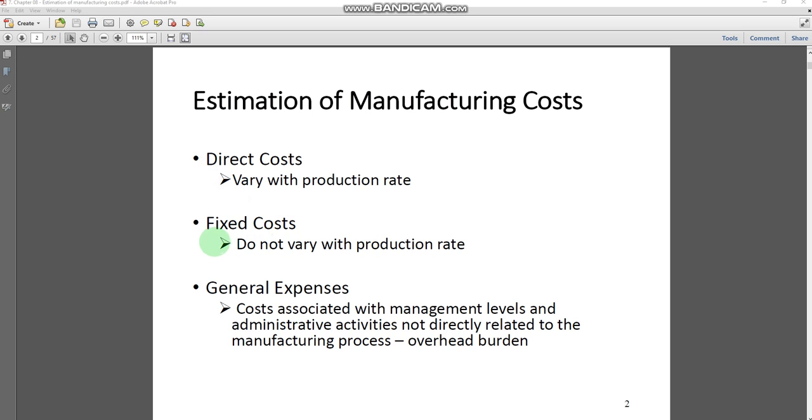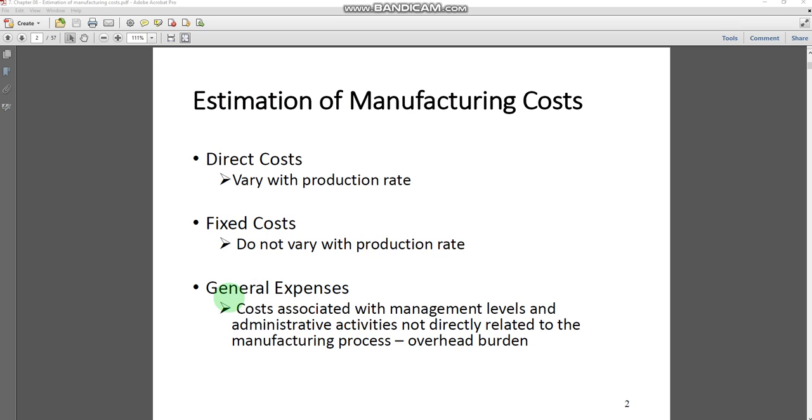The second thing is the fixed cost, and it does not vary with the production rate. We will see what different things we need to include in the fixed cost, but generally we can include the property taxes, insurance, and maybe the depreciation of the plant. Even though the plant is running or not, this cost should be there, which you need to spend in one year or whatever time period you specify.